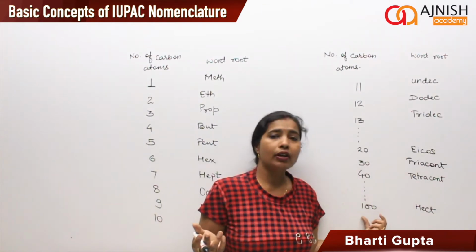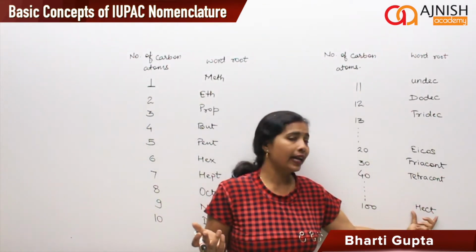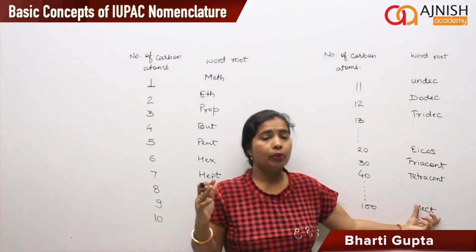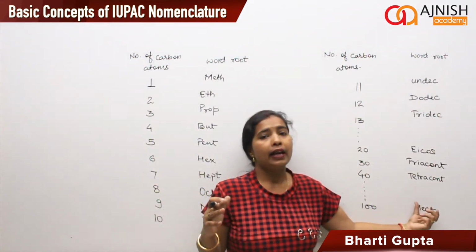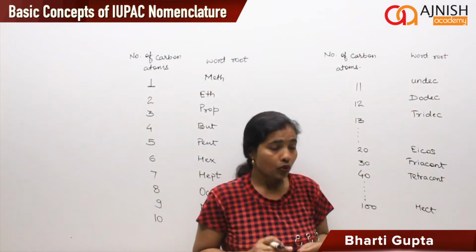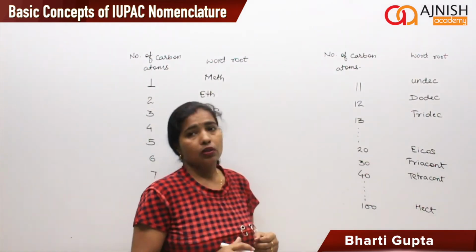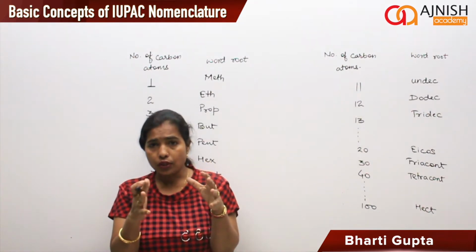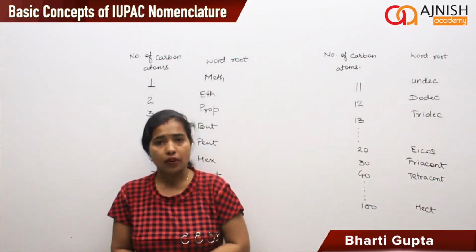And then for 100 carbon atoms we use the word root hect. So if there is an alkane with 100 carbon atoms, we will use the word hectane. So these are the word roots. Now we know what is word root and what is primary suffix.